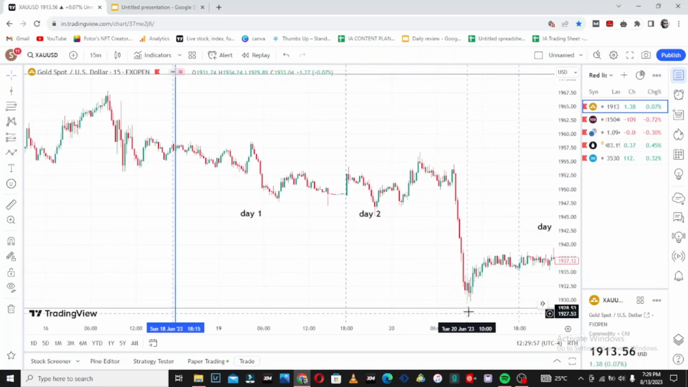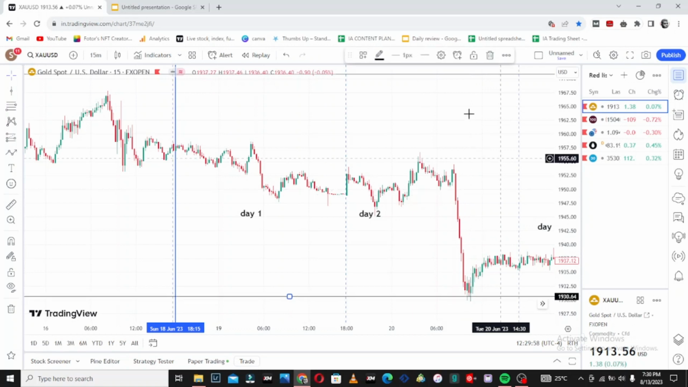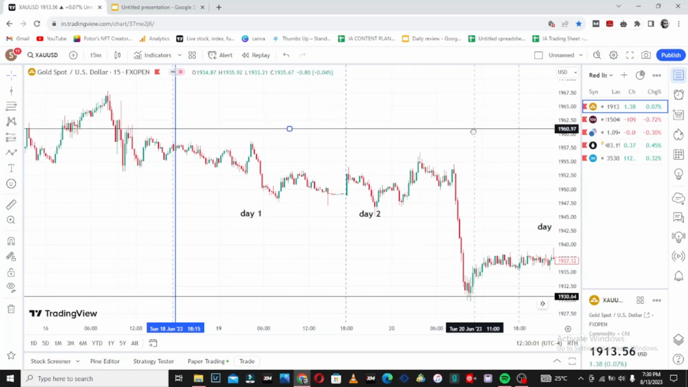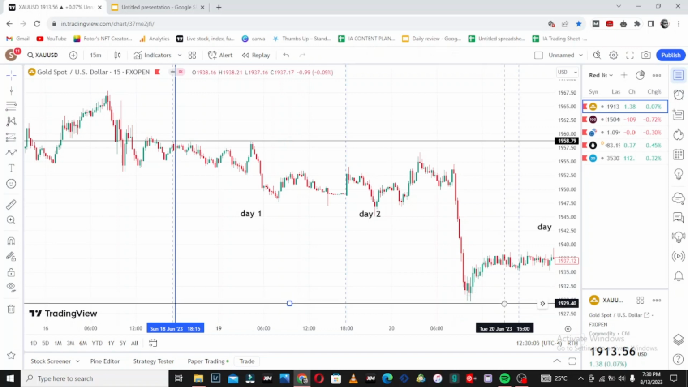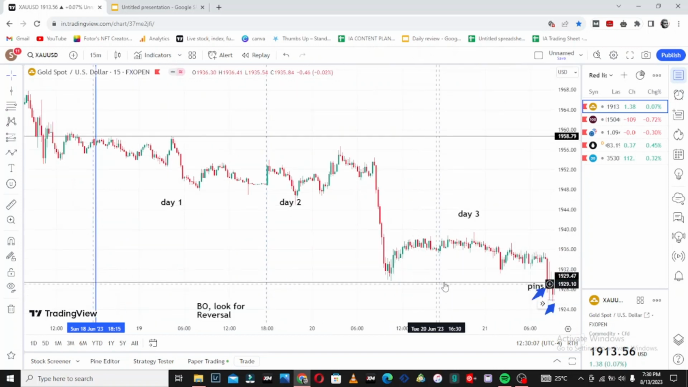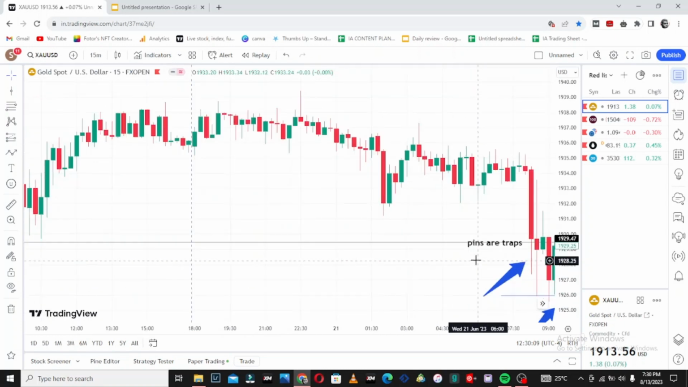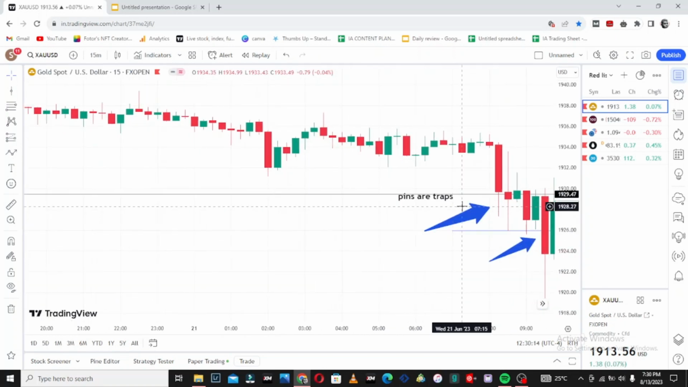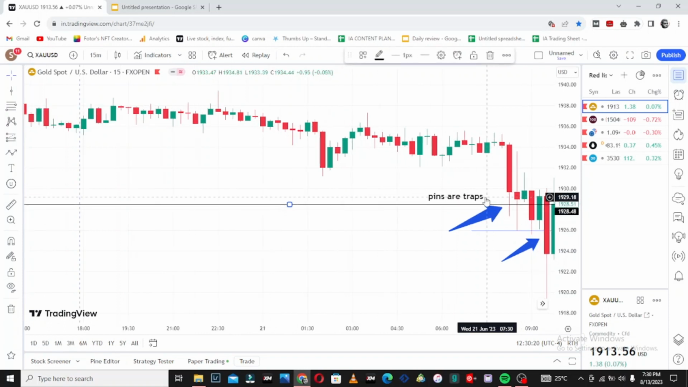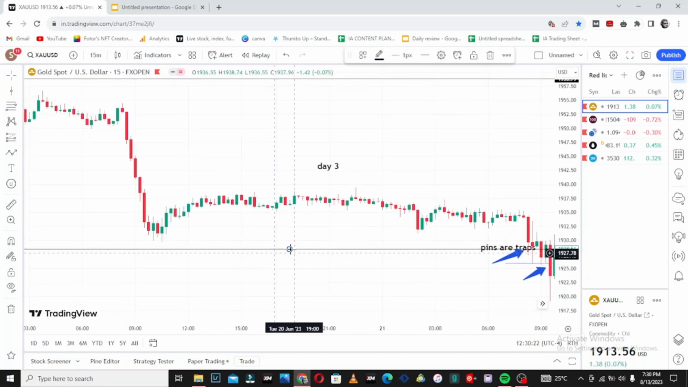The next week again, we have the high and the low of the week. Now in day 3, we have those traps that I was talking about. What does the market do? The market pins the low, so we extend our low.